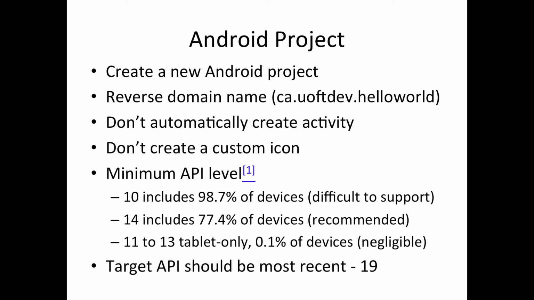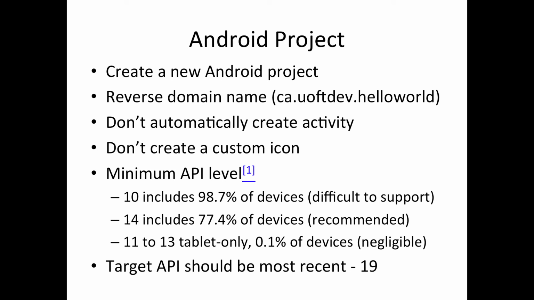Most people nowadays have started opting for API level 14 and above, which is Ice Cream Sandwich and above: Ice Cream Sandwich, Jelly Bean, and KitKat. 11 to 13 are not really used by anyone. They were tablet only, that's Honeycomb, and it only maps to 0.1% of devices right now, so it's negligible. You will almost never see someone develop an Android app for phones and include APIs 11 to 13 as the minimum. It'll be 10 or 14. Target API should generally be the most recent as you're developing. So for example, right now it would be Android KitKat 4.4, API level 19.